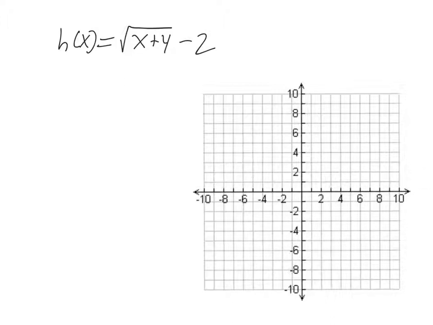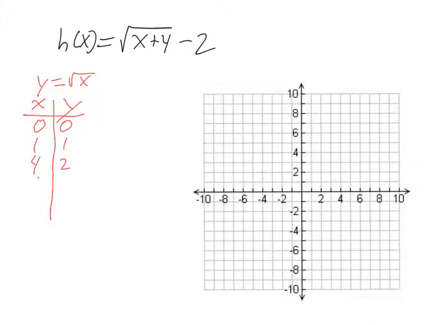So first, again, we want to identify the parent function and look at that. So our parent function, of course, is the square root. So y equals the square root of x. And so that one, you remember we had to choose some slightly different x values for convenience. So square root of 0 was 0, square root of 1 was 1, square root of 4 was 2, square root of 9 was 3, and square root of 16 was 4.